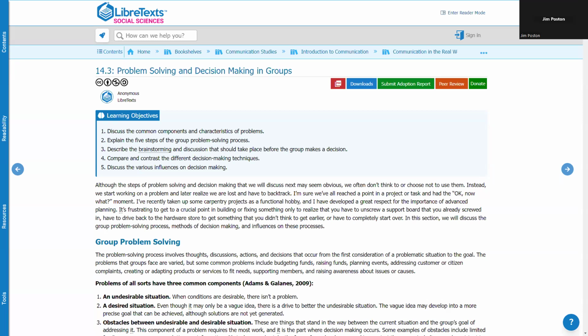Number 4, compare and contrast the different decision making techniques. And number 5, discuss the various influences on decision making.